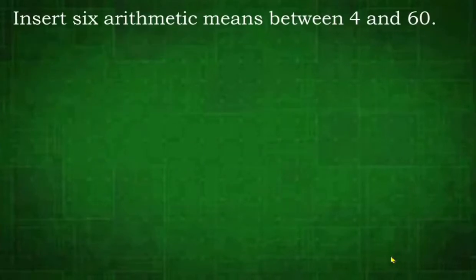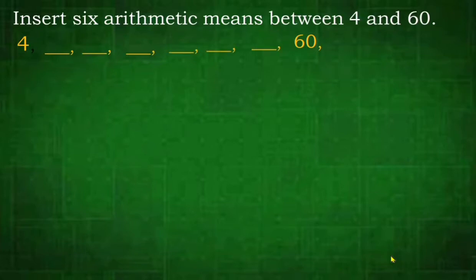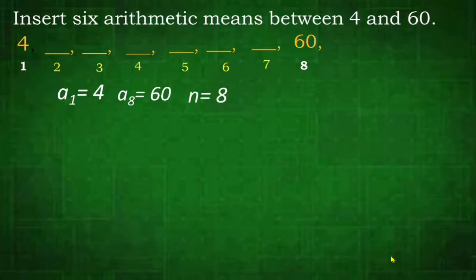So, there are two terms involved, 4 and 60. And according to the problem, we are going to insert 6 arithmetic means between these two numbers. So, how many terms do we have now? Okay, and our first term is 4, our last term is 60, and there are 8 terms. How are we going to solve for the problem?